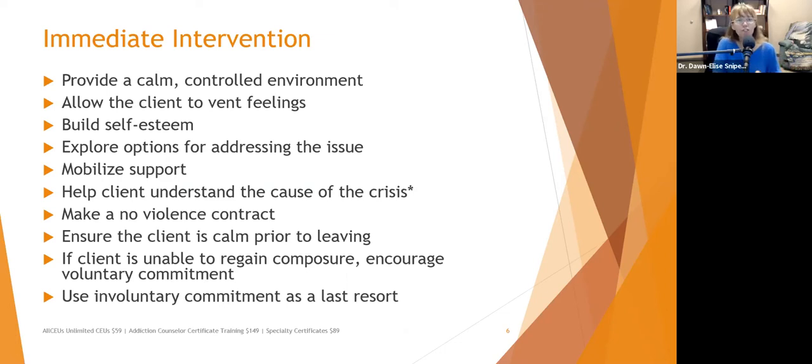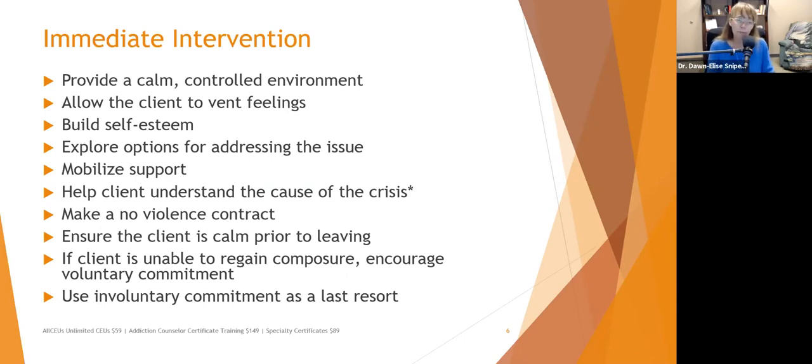Explore options for addressing the issue other than violence. Help them mobilize support systems. Help them understand the cause of the crisis. If they're able to get into that place where they can think clearly, clear the adrenaline, and get from their emotional mind into their wise mind, help them examine the cause of the crisis.